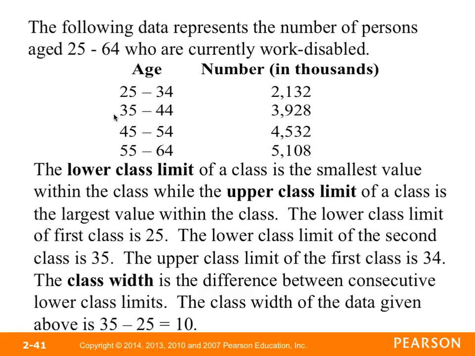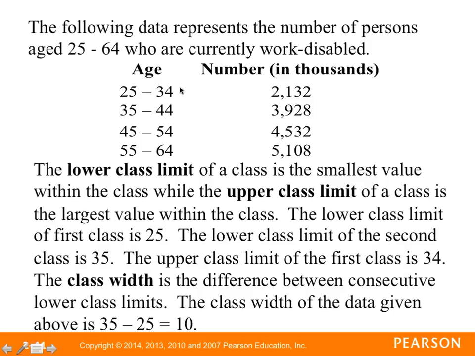The following data represents the number of persons aged 25 to 64 who are currently work disabled. So we have age groups here, 25 to 34, 35 to 44, 45 to 54, and 55 to 64. Now we could list all of the ages within these ranges and have numbers for each age, but we would have a lot of numbers. We'd have all the numbers between 25 and 64, which is just really too many numbers to look at. So what was done is these were grouped into kind of logical groups. This is a pretty typical age grouping that you might see.